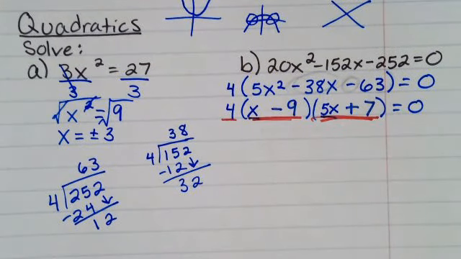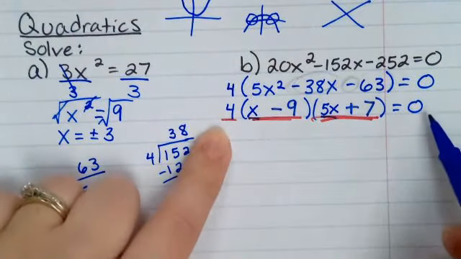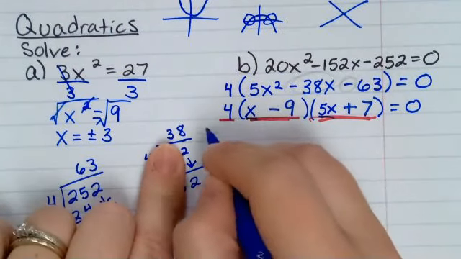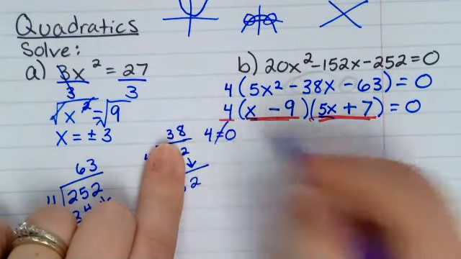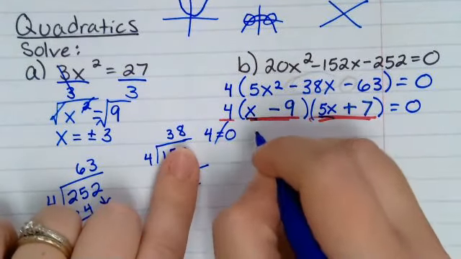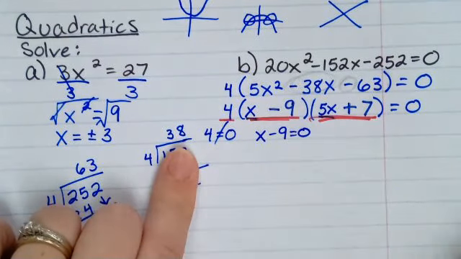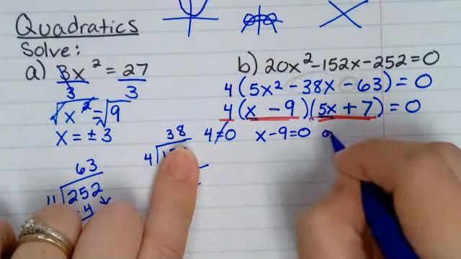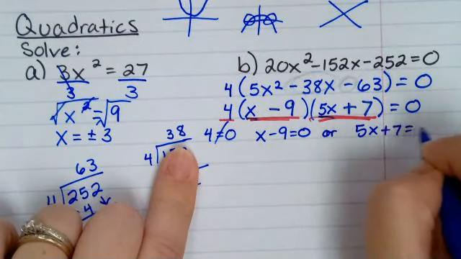Well, use some common sense logic here, okay? If you have things that are multiplied to equal 0, one of those factors has to be 0. That's the only way that it works. A number times a number equals 0, one of those numbers had to be 0. So either 4 equals 0, which that's kind of a stupid statement to make. I mean, you know 4 is not 0. That's not it, okay? But also we could have x minus 9 equals 0 or 5x plus 7 equals 0.